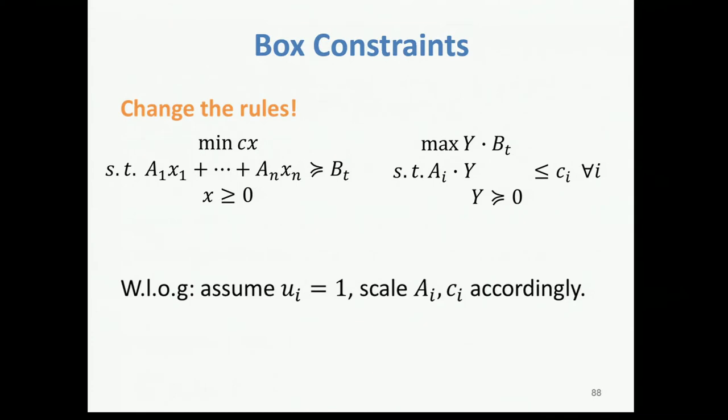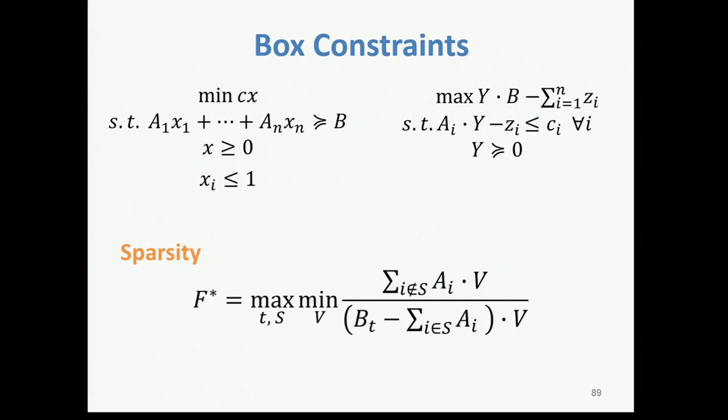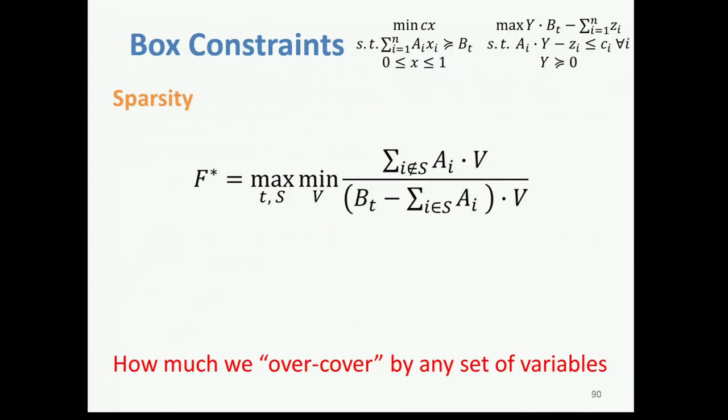Another interesting issue is when you have box constraints, and then one can define sparsity in an interesting way. I think I'll get a bound in terms of this notion of sparsity, which generalizes the notion of row sparsity in the case of set cover, but I'll skip that.